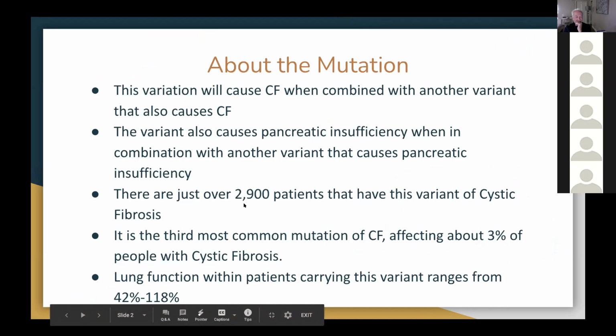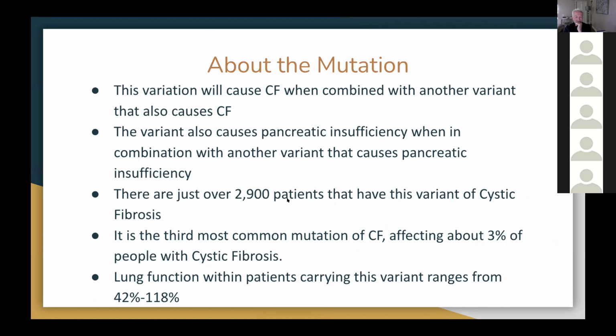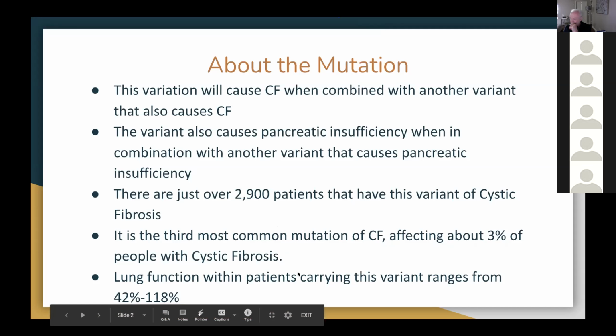There are about 2,900 patients that have this variant of cystic fibrosis, which is actually the third most common. The other ones are over 20% and about 88%. So this is the third class, and it's the third most common one, with about 3% of people with cystic fibrosis having this certain mutation. Lung function in patients carrying this variant ranges from 42% to 118%.